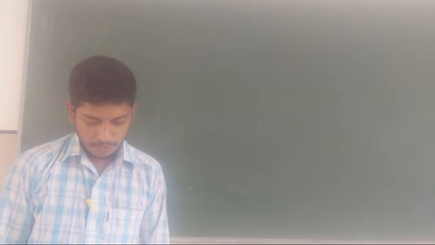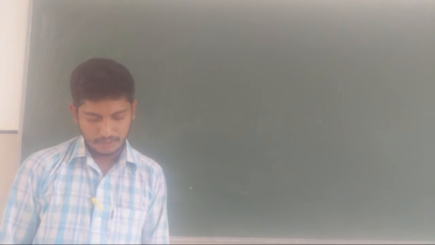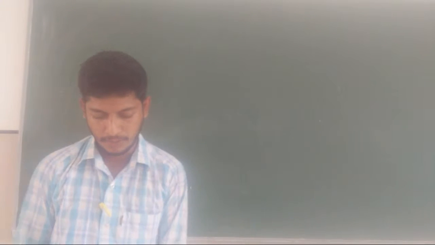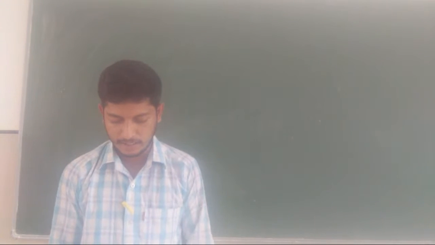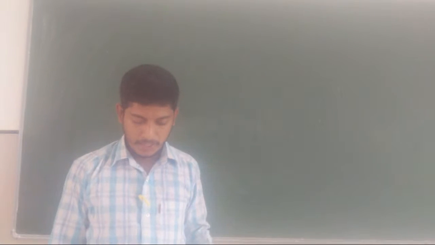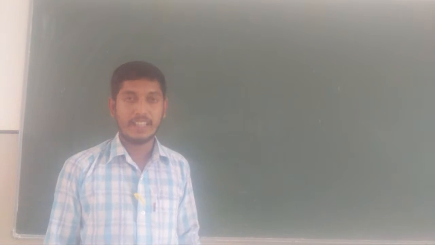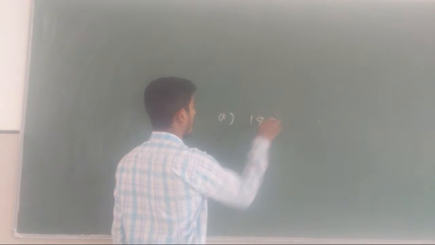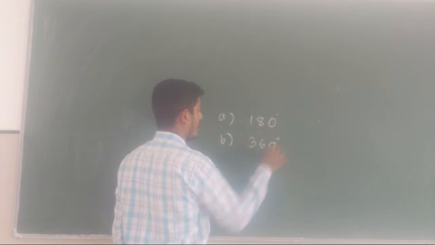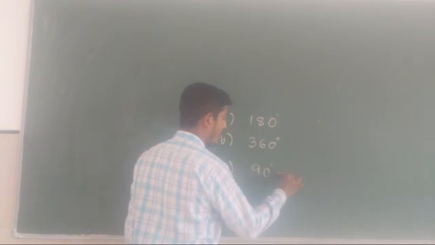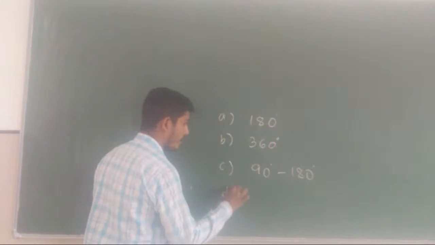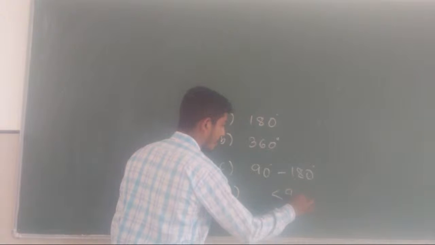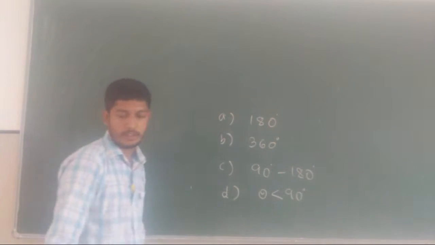So in this class we will solve the remaining problems present in exercise 6.1, lines and angles. Before that, comment me what is the angle of a complete angle. Fast. Option A: 180 degree. Option B: 360 degree. Option C: 90 degree to 180 degree. And option D: less than 90 degree. So comment the answer first.